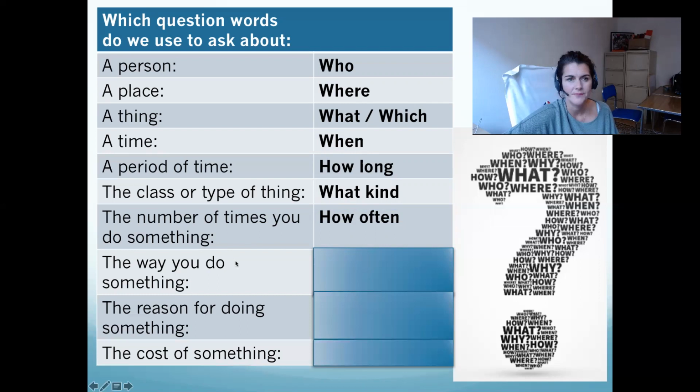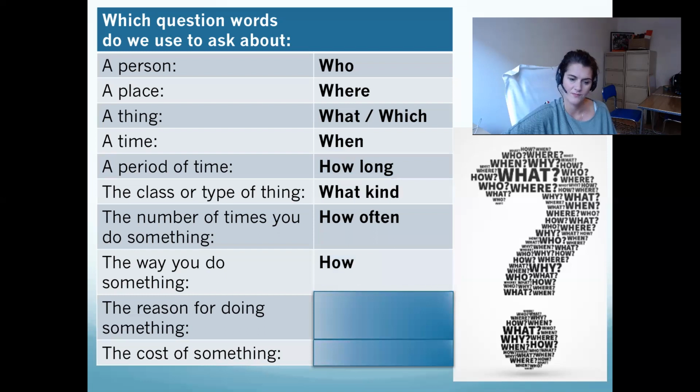What about this? Which question word do we use to ask about the way that we do something? The way that we do something. How? How does a football referee signal the end of the game? It's the way he does it.